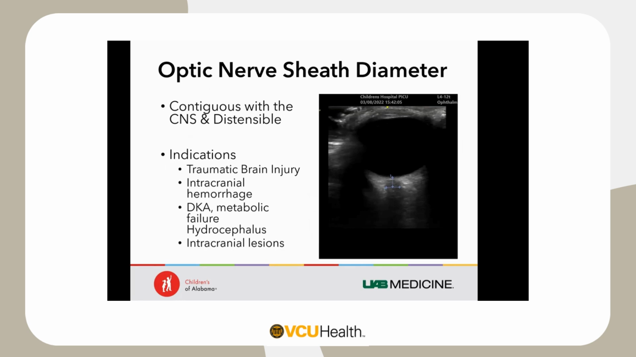We're going to start talking about the optic nerve sheath diameter. I told you I was going to get a better picture of this, and here you can see this is your posterior chamber and your globe, and then you're going to see this hypoechoic structure here, and this is going to be your optic nerve and your optic nerve sheath.